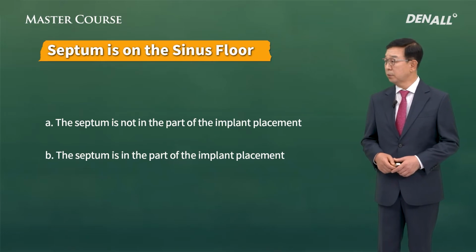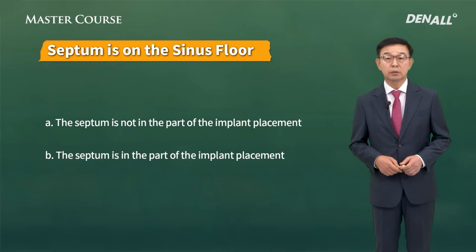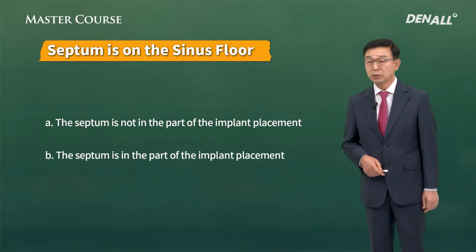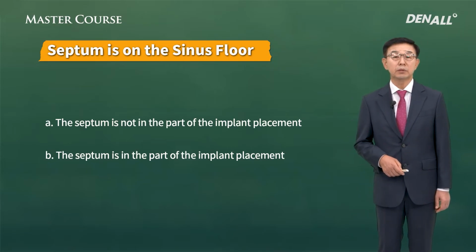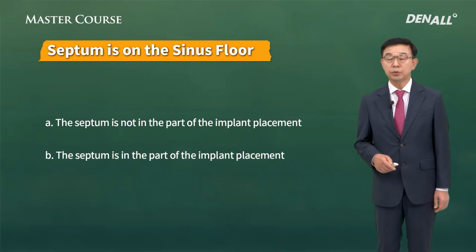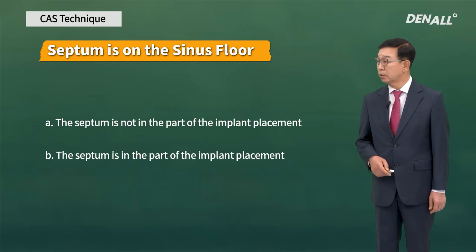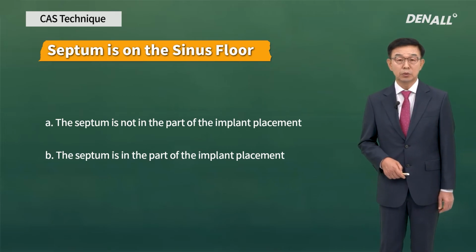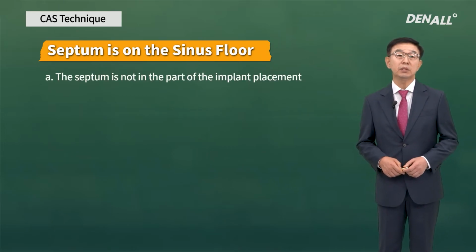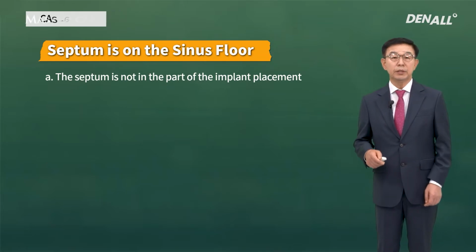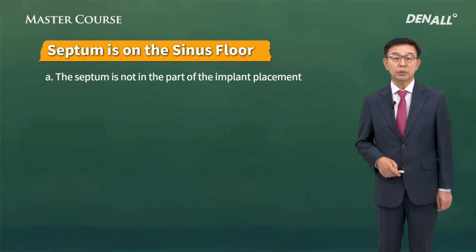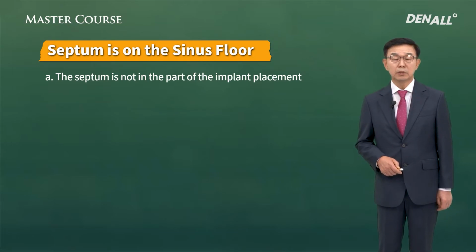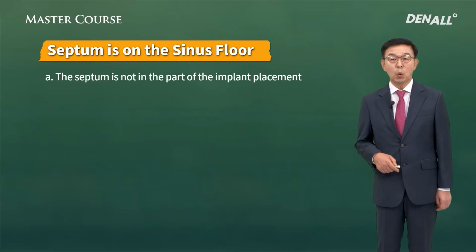In the case there's septum in sinus floor, you can use CAS kit to do appropriate crestal approach. Septum can be in the area of implant placement, or it can be somewhere in the middle. Septum exists in sinus floor, and if it is not in the area of implant placement, in other words, septum can be very high or low.